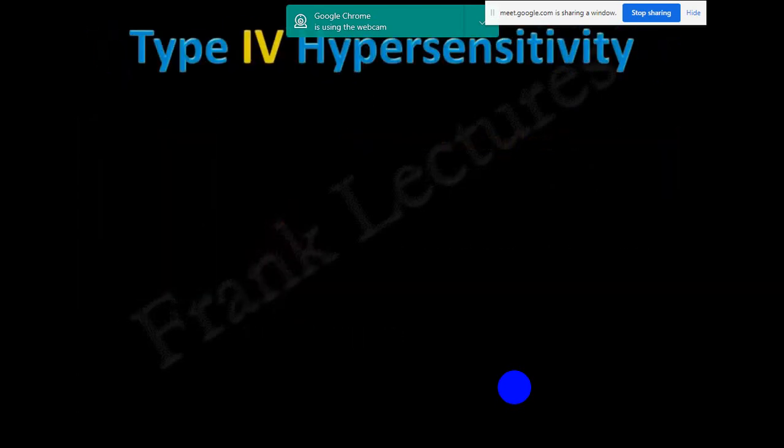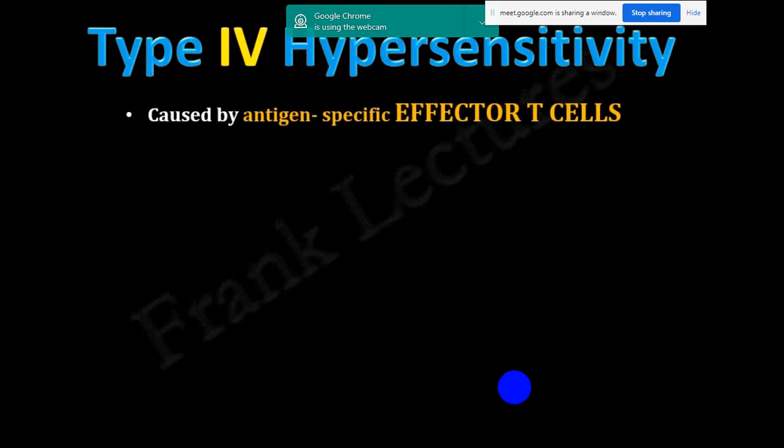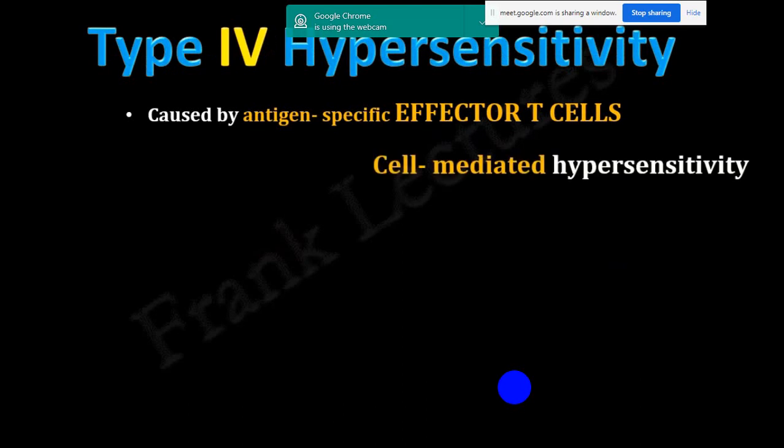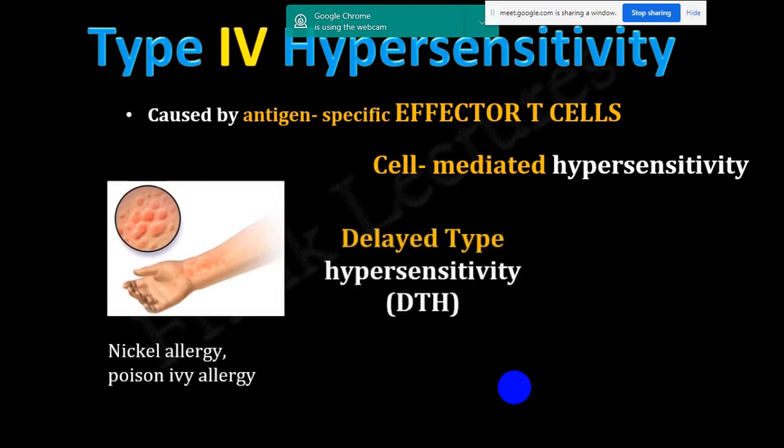Type 4 hypersensitivity. Type 4 hypersensitivity reactions are mediated by antigen-specific effector T cells. This is the only class of hypersensitivity reactions which are triggered by T cells and therefore also known as cell-mediated hypersensitivity. Examples of such hypersensitive reactions include nickel allergy and allergic reaction to poison ivy. Type 4 reactions are also called delayed type hypersensitivity because they become apparent 1 to 3 days after exposure to the antigen.